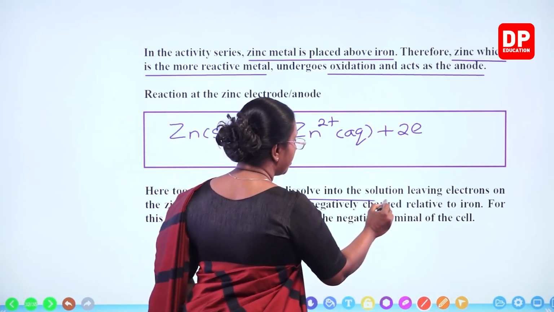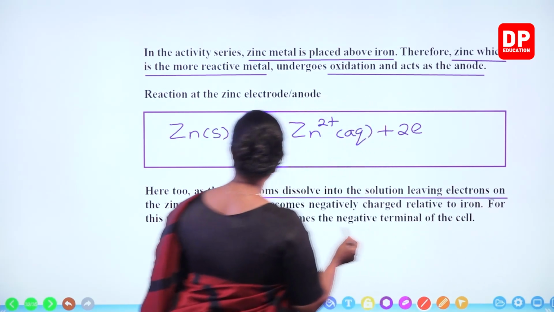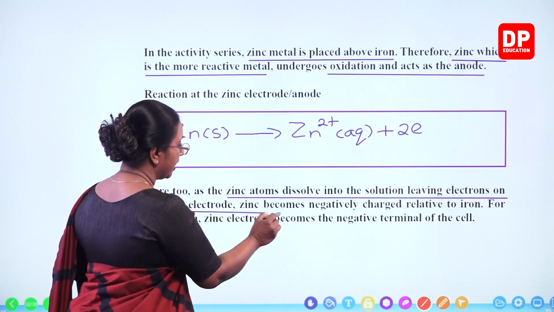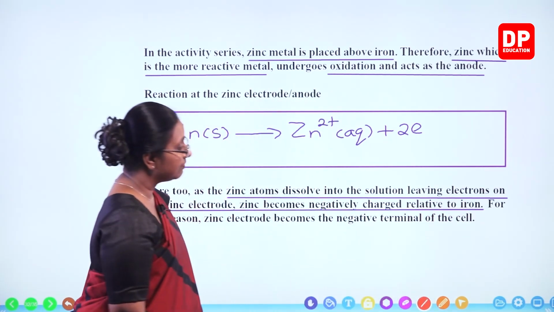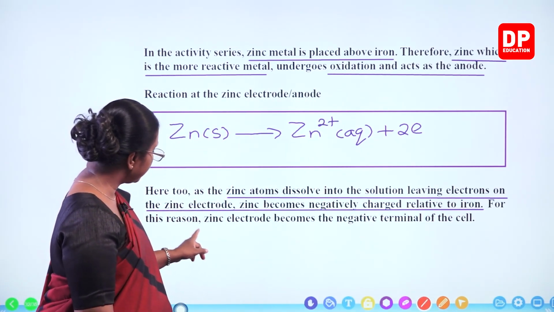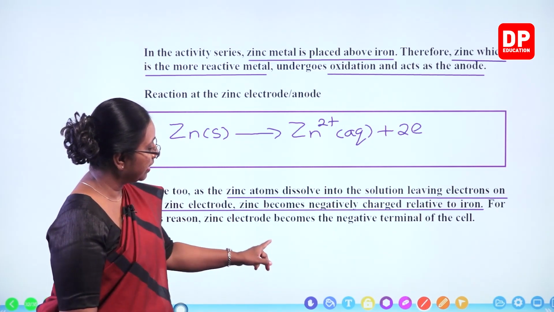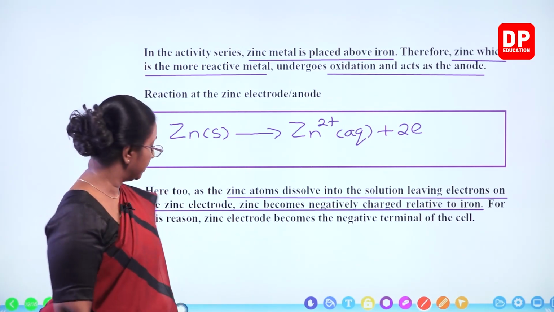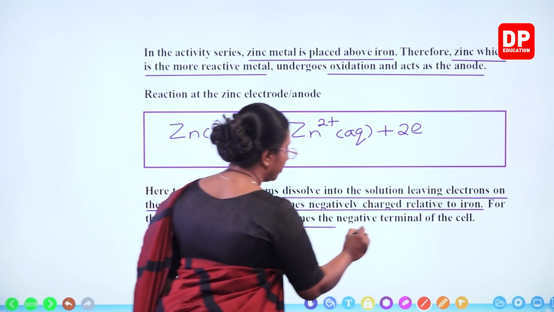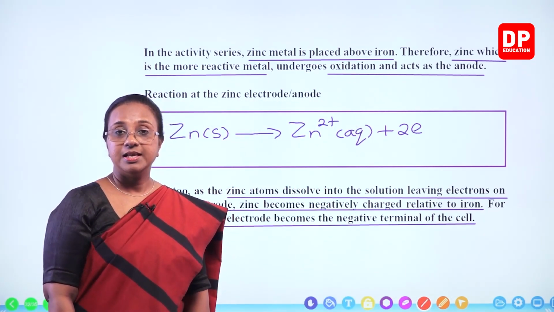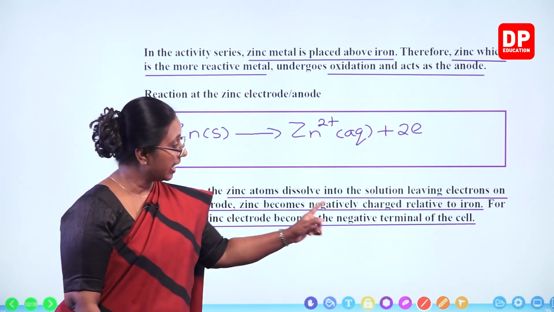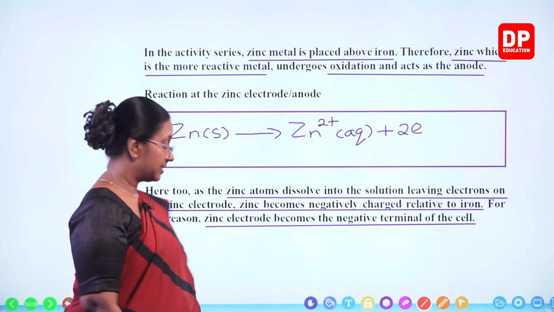Zinc atoms dissolve into the solution, leaving electrons on the zinc electrode, zinc becomes negatively charged relative to iron. For this reason, the zinc electrode becomes the negative terminal of the cell. Is that clear, students? Then I'll move on to the next slide.